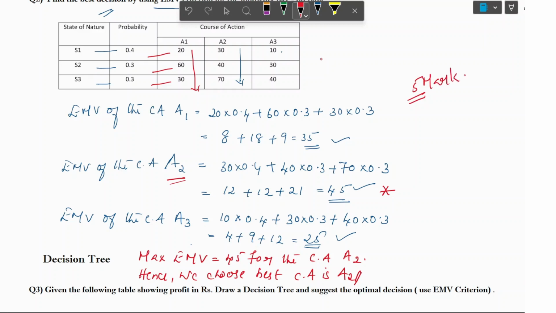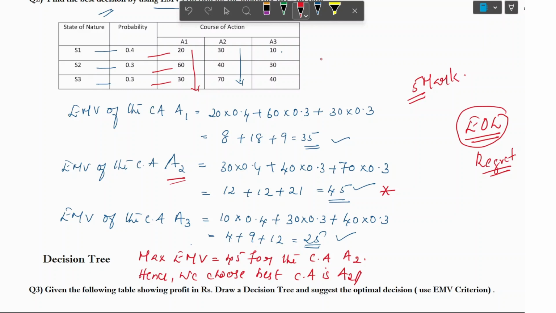EMV, expected monetary value. The same way you need to find EOL also, that I will show you in the next video, because for the EOL criteria the difference is that first you need to construct a regret table. Then we are going to solve. Now the same thing, I will show you with the decision tree. That means the same type of question. How do you represent it by a decision tree?